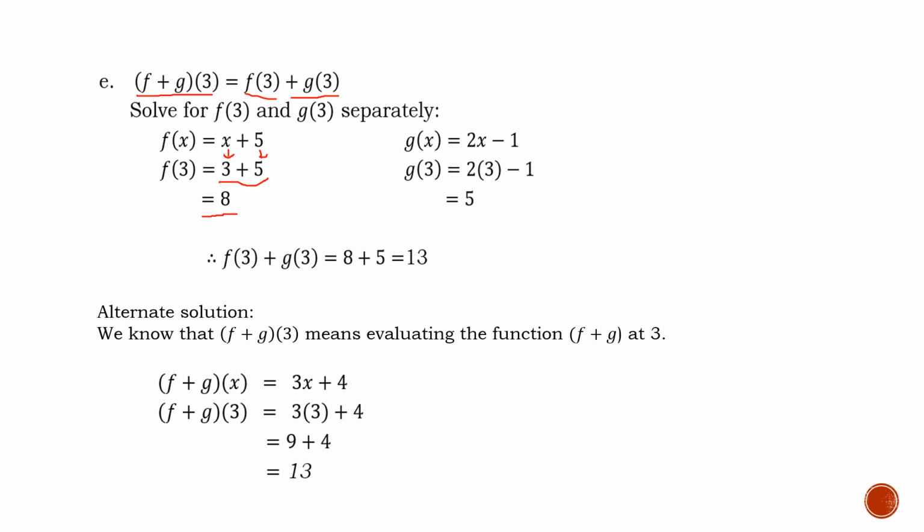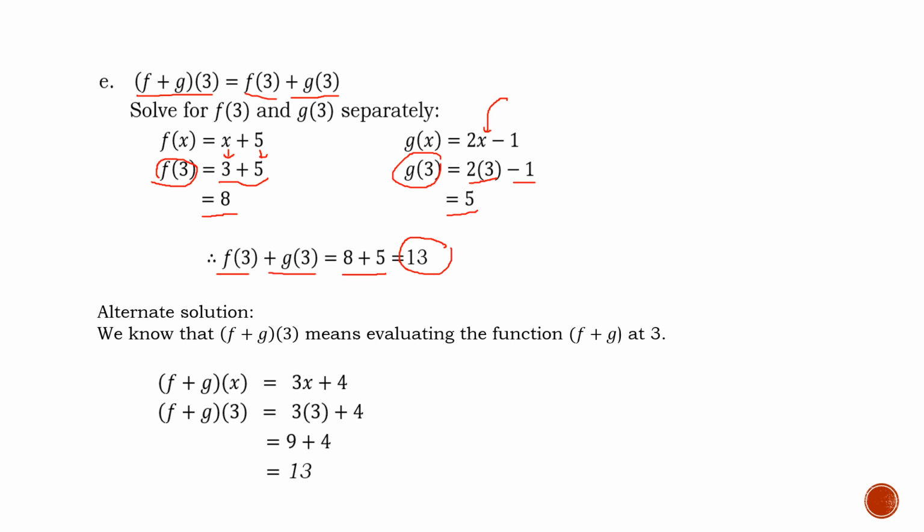For g of x, we just simply replace this x by 3. So that will be 2 multiplied by 3 minus 1, or 2 multiplied by 3, it's 6, minus 1 is equal to 5. Now, since we have a value of your f of 3 and g of 3, we just simply substitute this 8 and 5 as the values of your f of 3 and g of 3. So that will be 8 plus 5, which is now equal to 13.